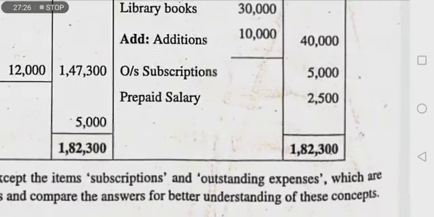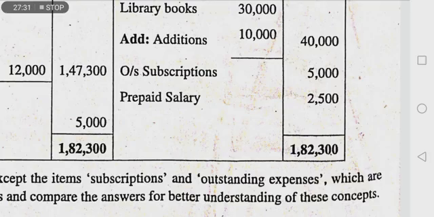Now why is prepaid salary treated as an asset? Because it is paid in advance, the benefit is yet to be received. Before receiving the benefit, if we pay any person, then we treat such a transaction as an asset. Why? Because the benefit is yet to be received, that's why.